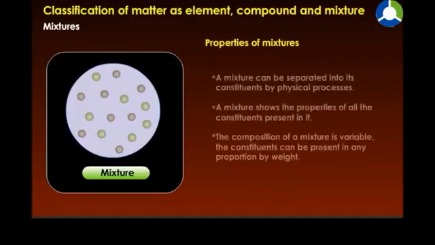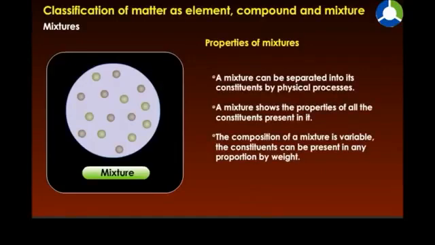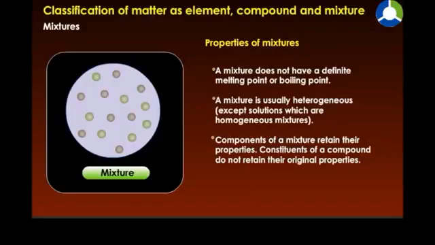Properties of mixtures. A mixture can be separated into its constituents by physical processes. A mixture shows the properties of all the constituents present in it. The composition of a mixture is variable. The constituents can be present in any proportion by weight. A mixture does not have a definite melting point or boiling point. A mixture is usually heterogeneous, except solutions which are homogeneous mixtures.